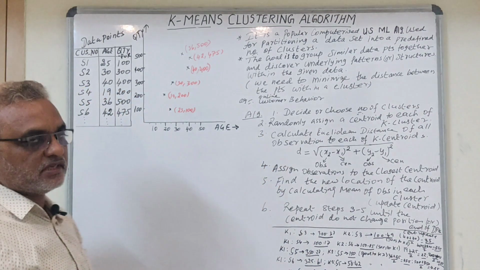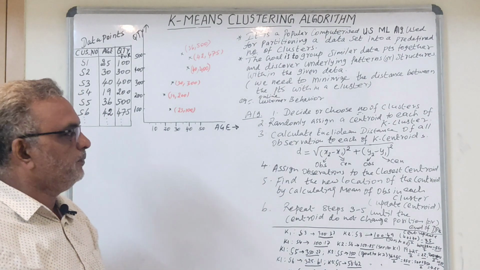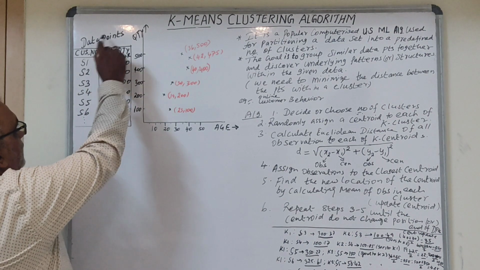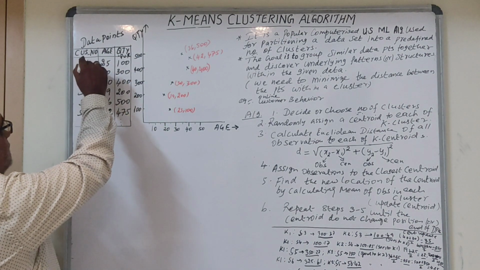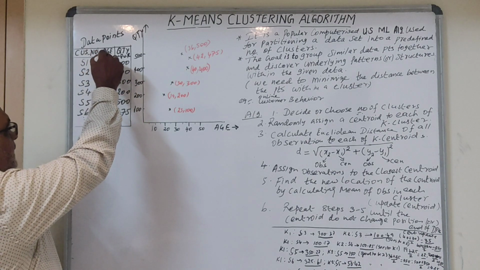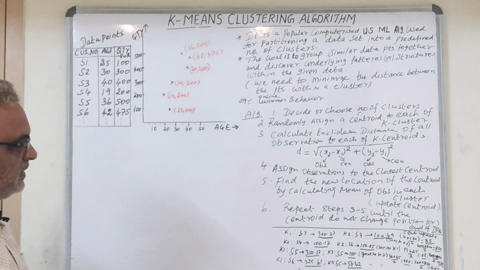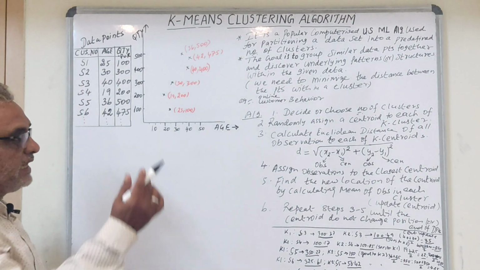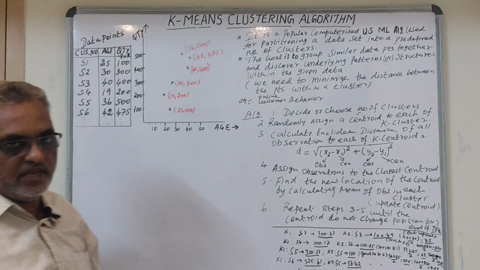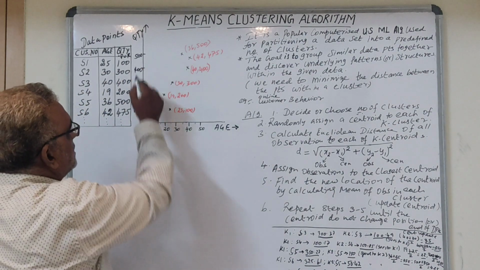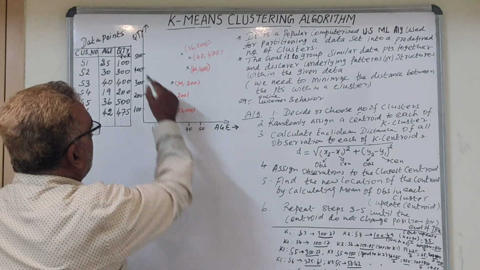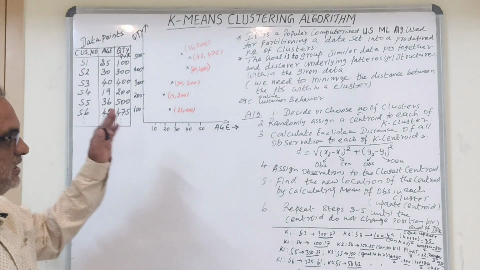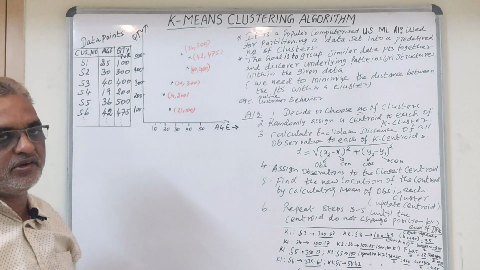Now let us see how this algorithm works with the help of an example. Let us consider we have data points: customer number, age and quantity of purchase. Different customers purchase different quantities, but that may depend upon the age. Here all these data points are plotted in a graph in which the age is on the x-axis and the quantity of purchase is on the y-axis.